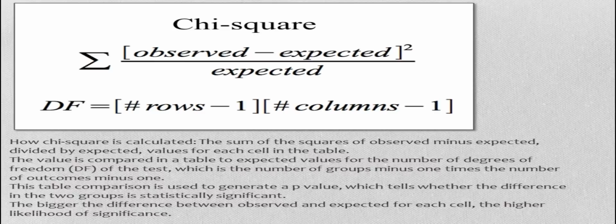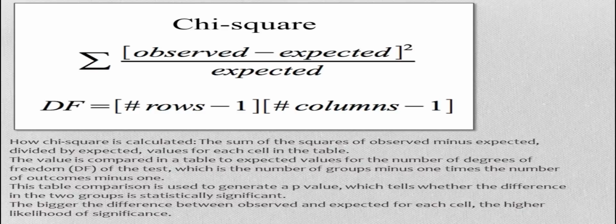Then that number is compared in a table to expected values for the number of degrees of freedom of the test. This is a concept that I always have trouble with, a lot of people do, but basically degrees of freedom has to do with how many different things you are looking at in your table. And in this case, the degrees of freedom would be 1 because you have 2 rows and 2 columns. So 2 minus 1, which is 1, times 2 minus 1, which is 1. So that's 1. So it's a 2x2 table. But if you were looking at a 6x6 table, then your degrees of freedom would be different, and you would look at a different number.